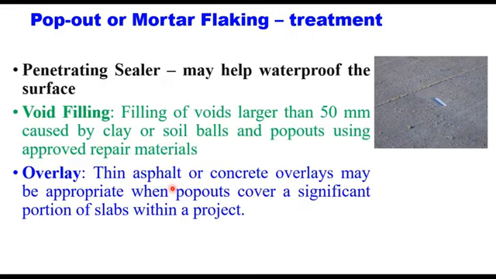Now, if the pop out has occurred, then the treatment is penetrating sealer. It can help waterproof the surface. If the pop outs are larger than 50 millimeter, which are generally caused by clay or soil balls, then they can be filled using approved repair materials. Or thin asphalt or concrete overlay may be appropriate when pop outs cover a significant portion of the slab within a project.